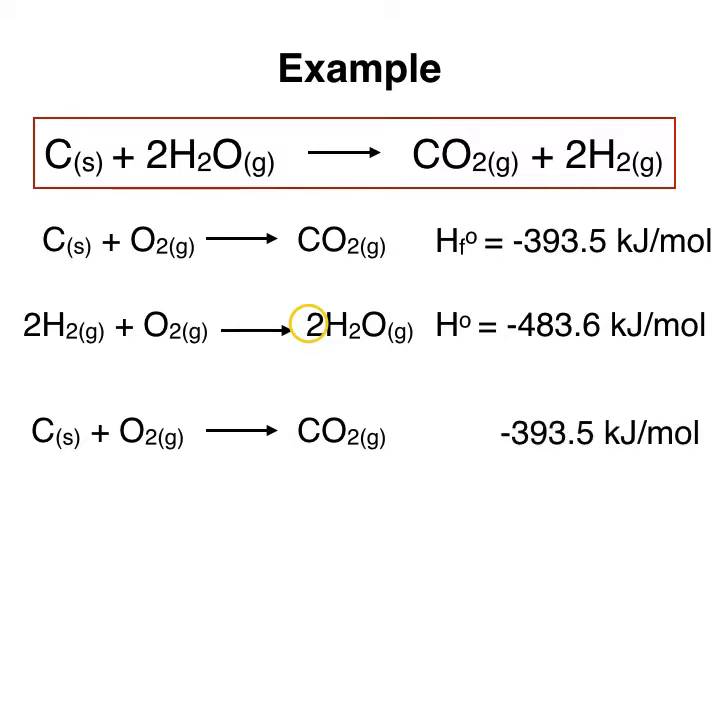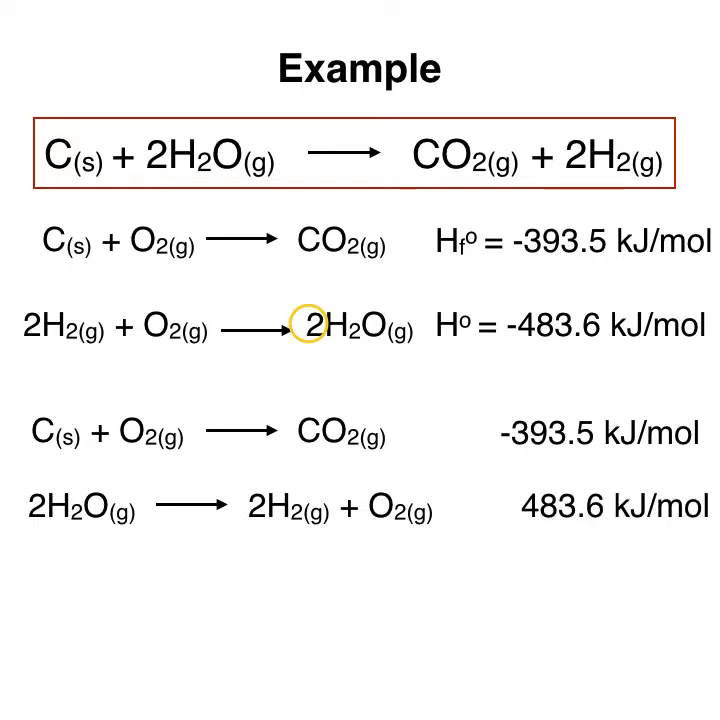Now on to the second equation. The equation for the formation of water does have H2 gas and H2O gas in our desired amounts, but they are on the wrong sides of the equation. Thus, we must reverse this reaction to get them on the right sides. Doing this means we must also change the sign of the enthalpy change, giving us positive 483.6 kilojoules per mole. We're now ready to add these equations together.